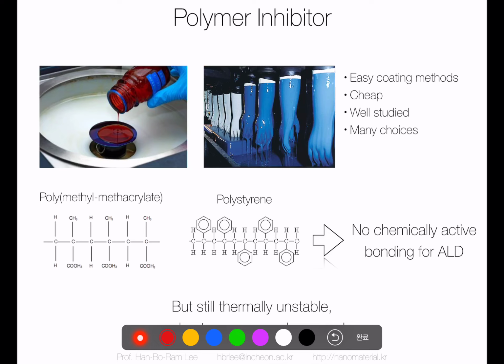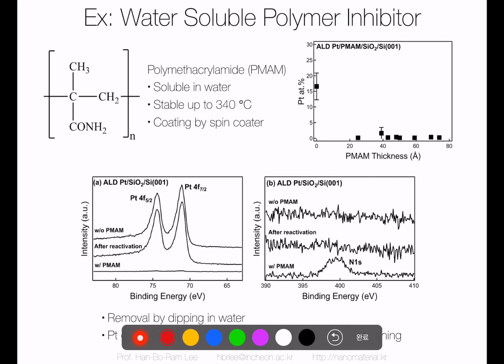Polymer is a well-known material, very cheap and easily controllable, and we can use it for a lot of things. So this is an example of a polymer inhibitor for selective diffusion. We use PMMA. After the PMMA formation, the ALD platinum was not formed on the PMMA area. And one good advantage of this polymer is that it is water-soluble. After the blocking and the selective process, the PMMA can be easily removed just by dipping in water.